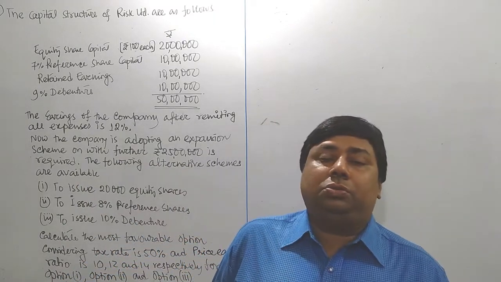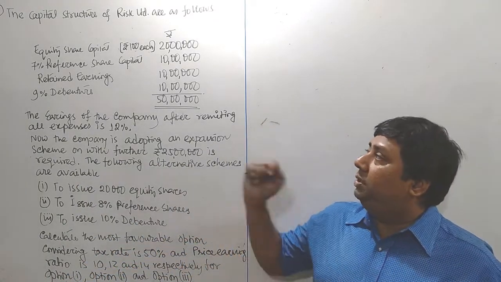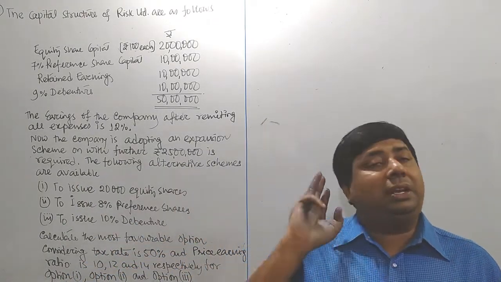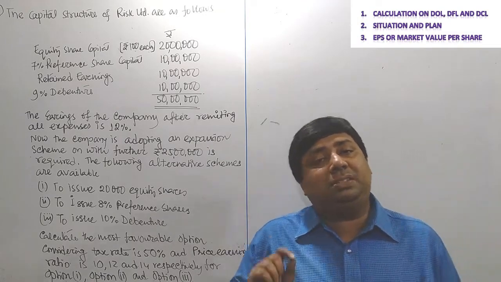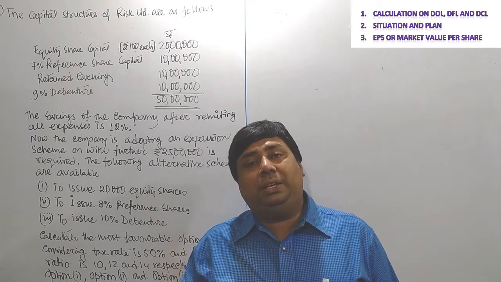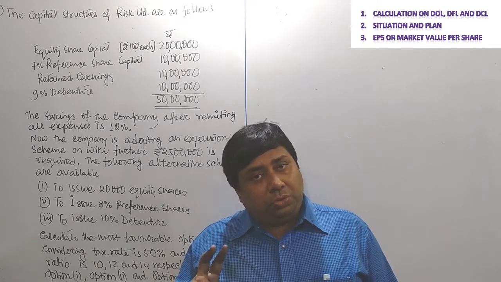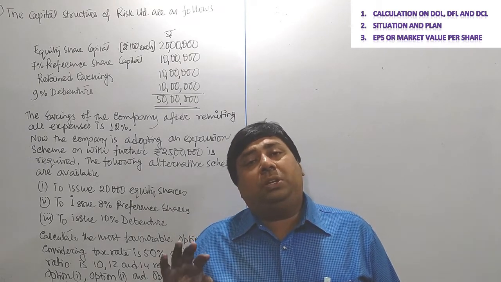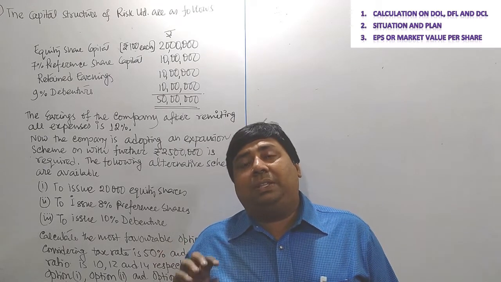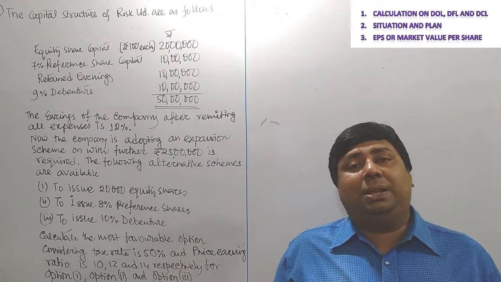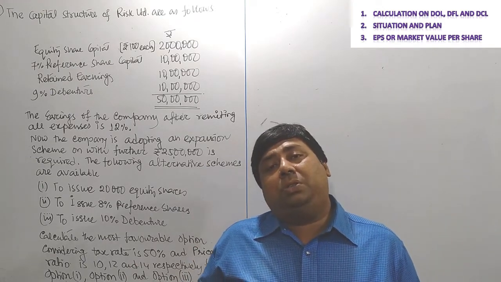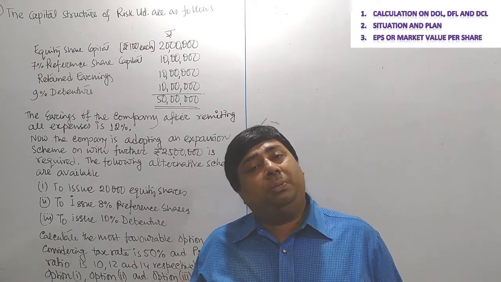Well, today we are going to solve another question of leverage. There will be three separate categories of questions we are going to solve in this chapter of leverage. First, a simple calculation of DOL, DFL and DCL. Second, where 4 alternative options are available, and the options are portrayed either under plan or sometimes plan under situations. Out of those alternatives, you have to select the favorable one.